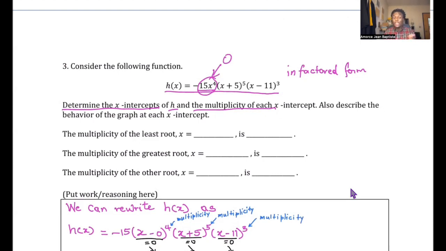That makes 0 a 0 of h of x, because when you replace x by 0, h of x will be 0. So this factor here will cause 0 to be a 0 of the polynomial. For this one, when you set this factor equals 0, x will be negative 5. Also, negative 5 will be a 0 of your polynomial, because when you plug in negative 5, it will give you a 0, and this one too.